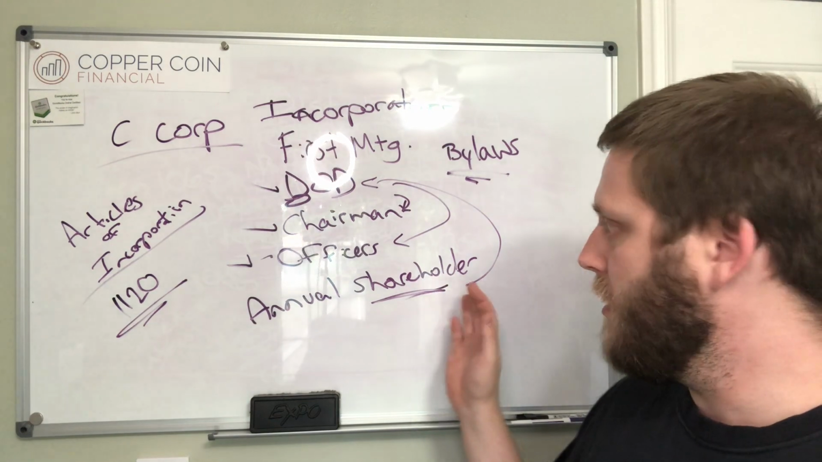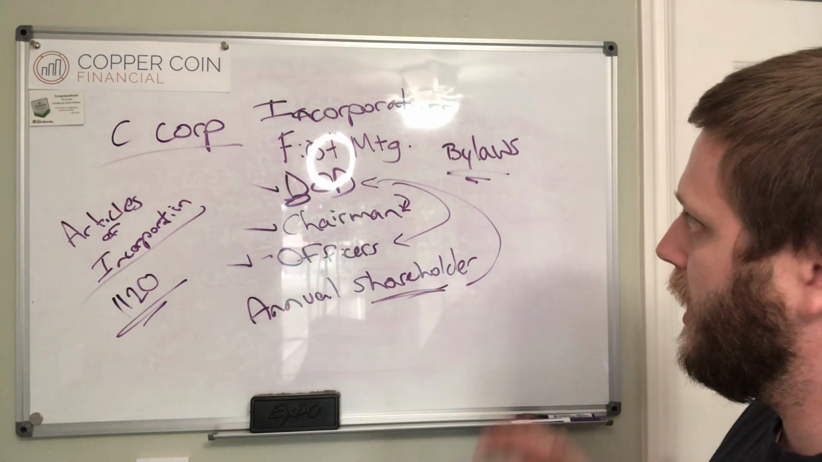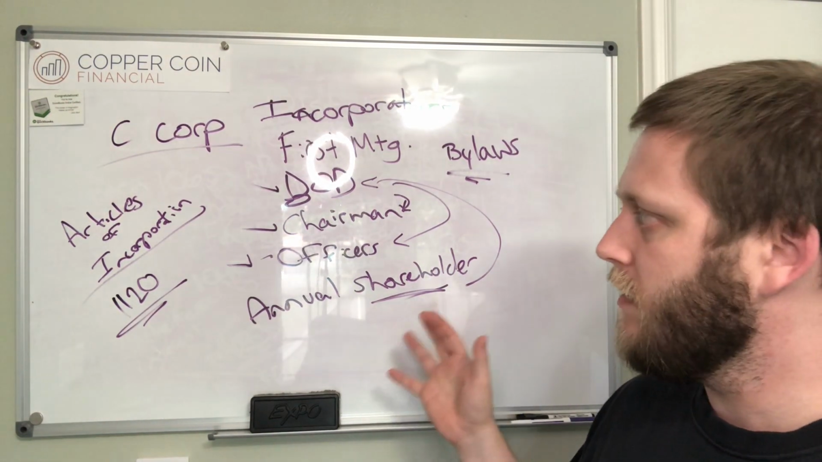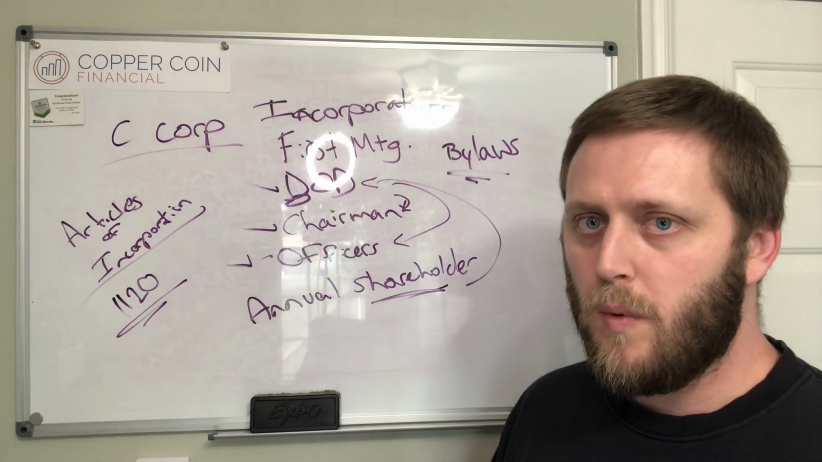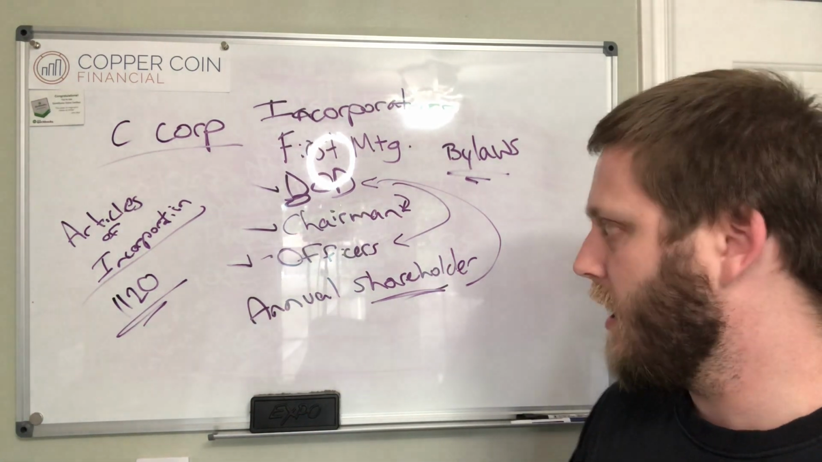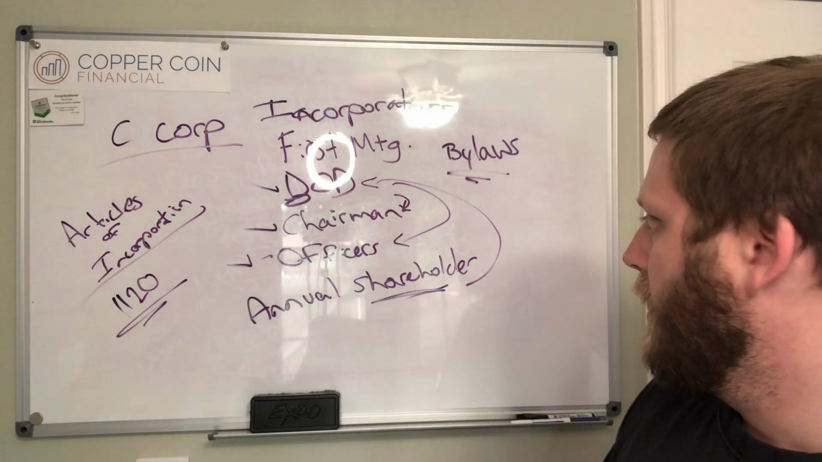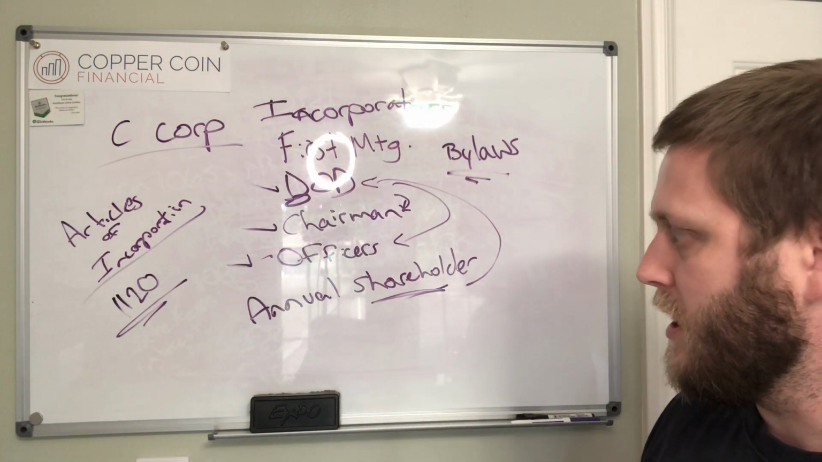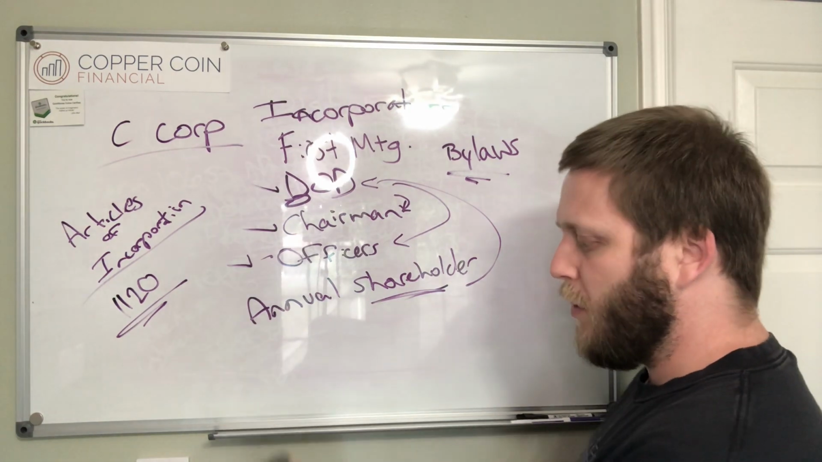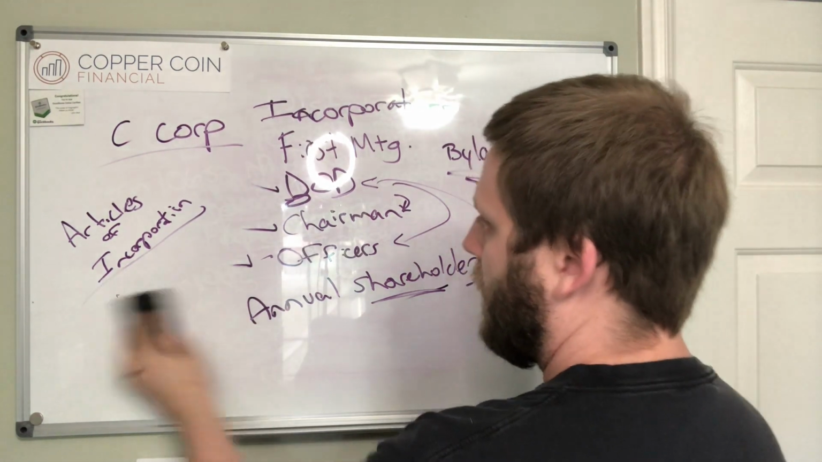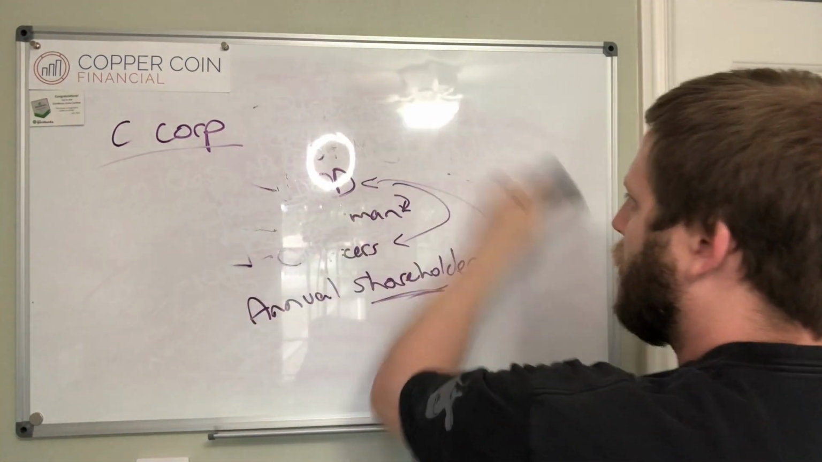So that's basically starting a C corporation. A lot of overhead administration work, and then continually after that, you've got to redo a lot of this every year. Pretty easy. So why do people actually form corporations? And that's where we're going to get into.